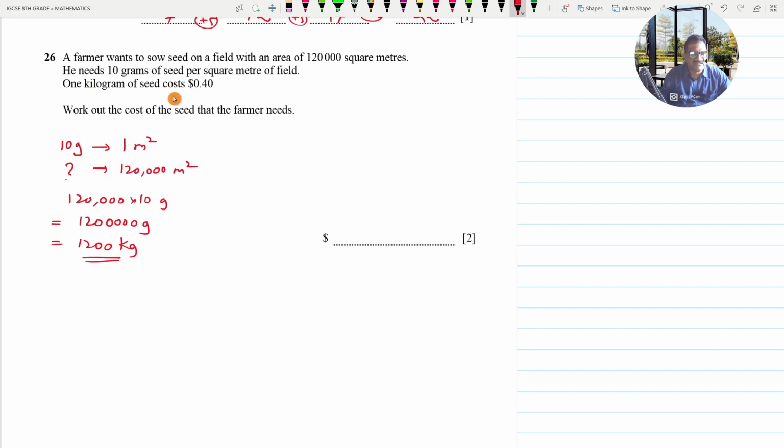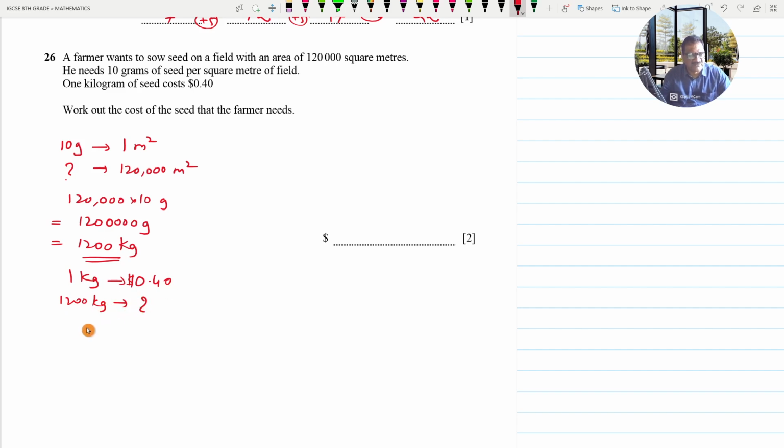Now 1 kg of the seed costs $0.40. So again, the cost of 1 kg is $0.40. What will be the cost of 1200 kg? This is what he has asked you to find out.